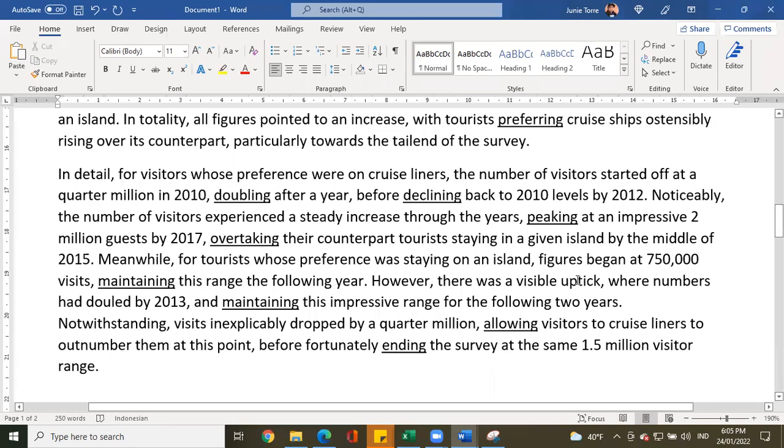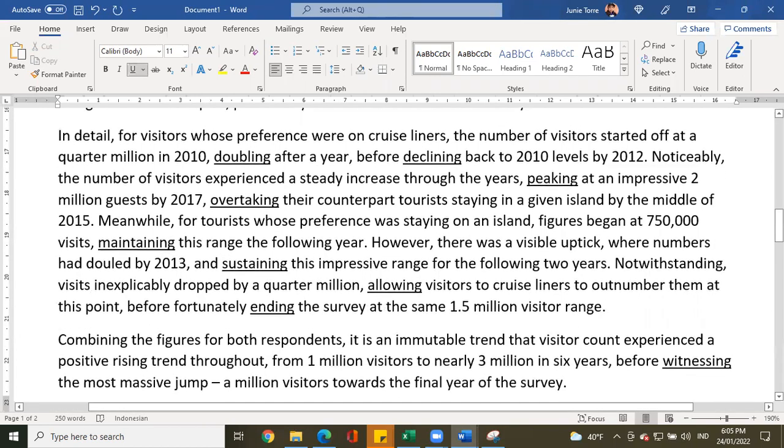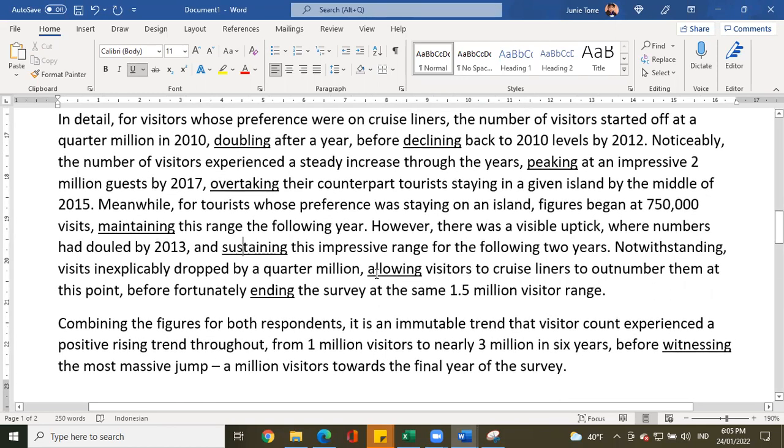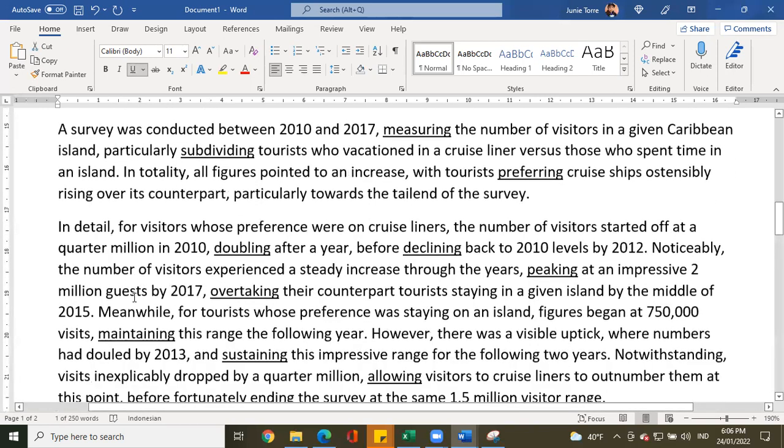However, there was a visible uptick where numbers had doubled by 2013. And I will just vary this, guys, sustaining this impressive range for the following 2 years. Notwithstanding, visits inexplicably dropped by 250,000, allowing visitors to cruise liners to outnumber them at this point, before fortunately ending the survey at the same 1.5 million visitor range. Combining the figure for both respondents, itong this one, guys, no? Gerund yan eh, no? I saw that also a while ago.